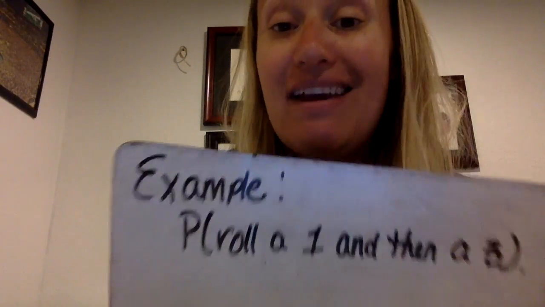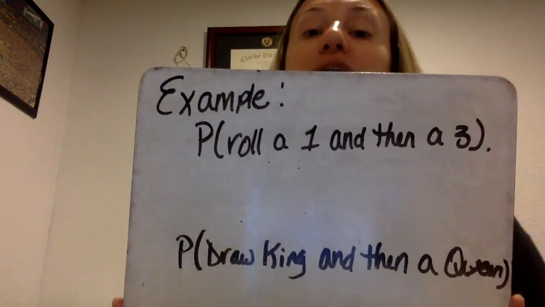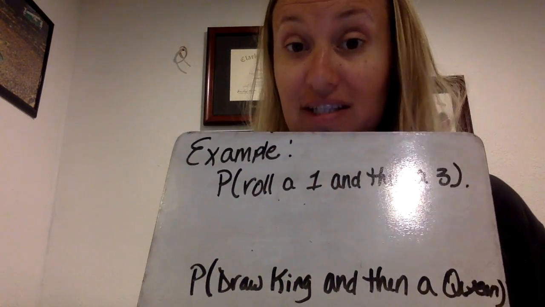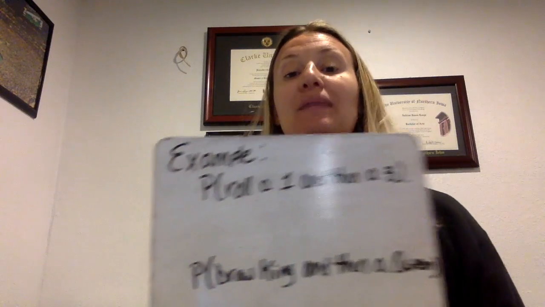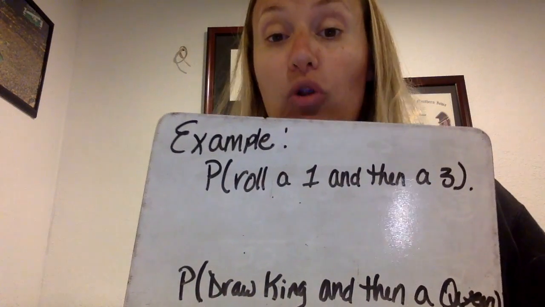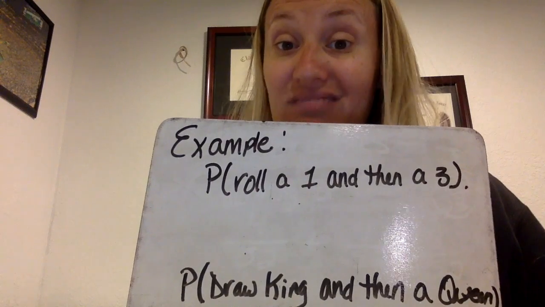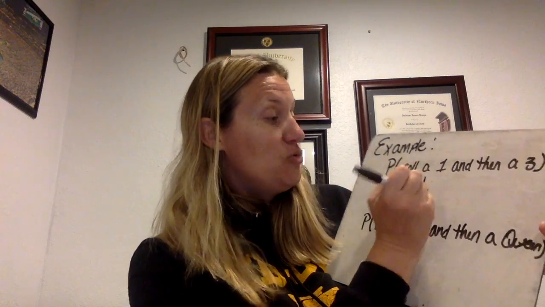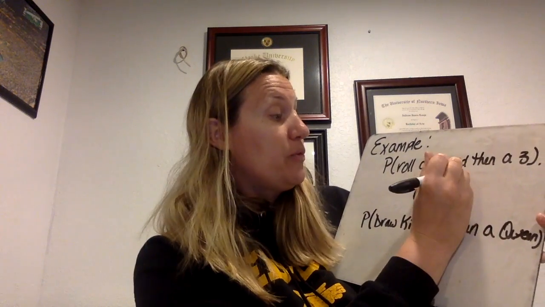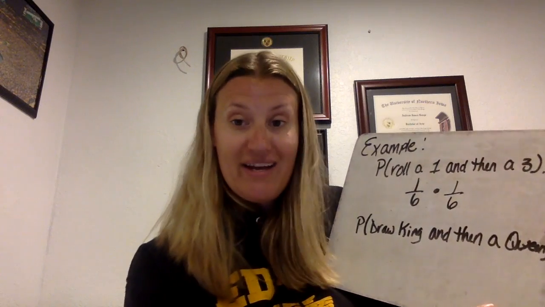If I look at a dice, again, a standard 6-sided die, I'm going to roll it twice. I'm going to roll once, pick up the dice, roll a second time. What is the probability that I will roll a 1 and then I will roll a 3? Just like before with the "or" and adding, we're going to find the probability of each one, but we're going to multiply them. So the probability of rolling a 1 on a 6-sided die is 1 out of 6 times the probability of rolling a 3, which is also 1 out of 6.